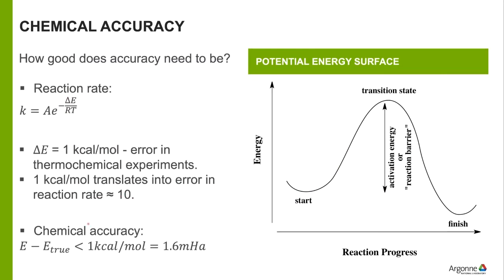And if we talk about the atomic units, this 1 kilocalorie per mole is 1.6 millihartree, where hartree is the unit of energy in atomic units. And so this is the number we basically put for when we run the calculations of energies, if we want to be within chemical accuracy.